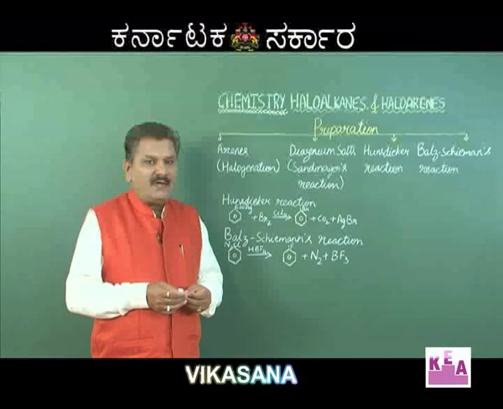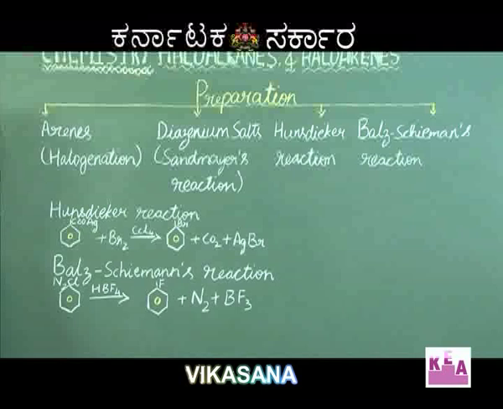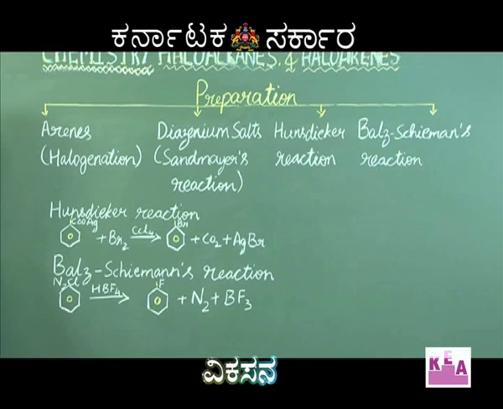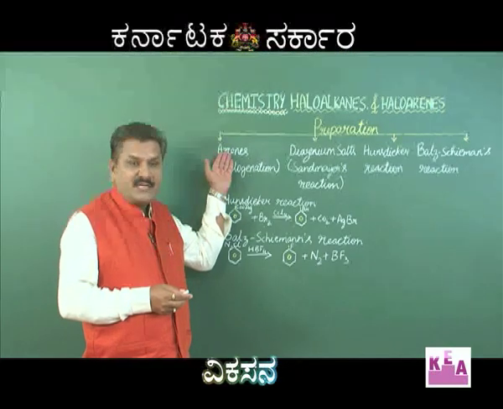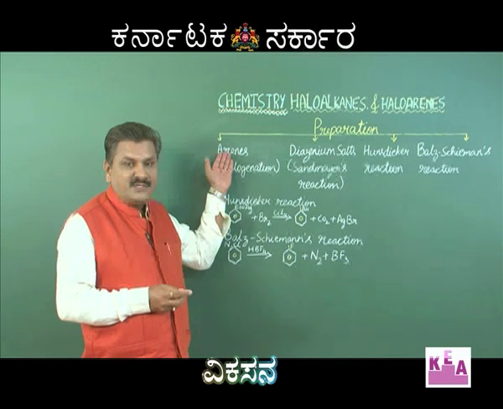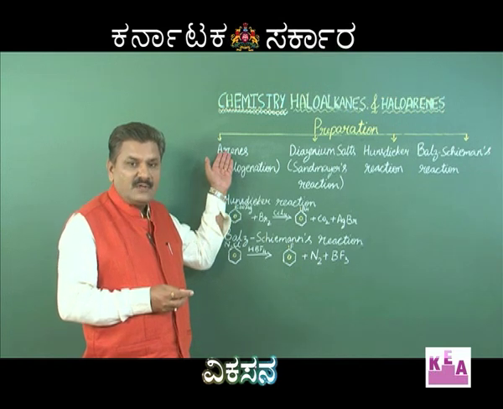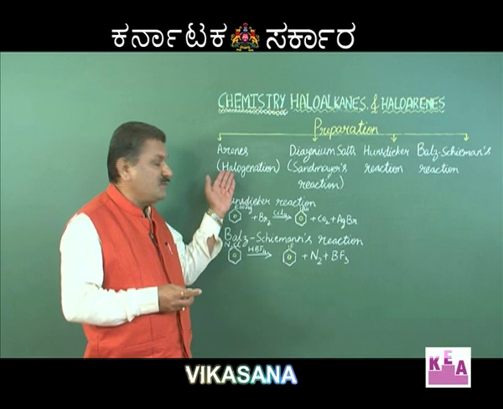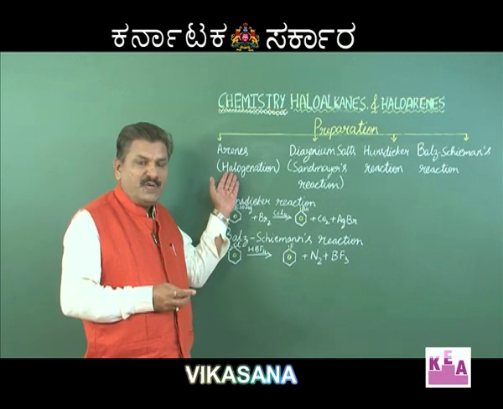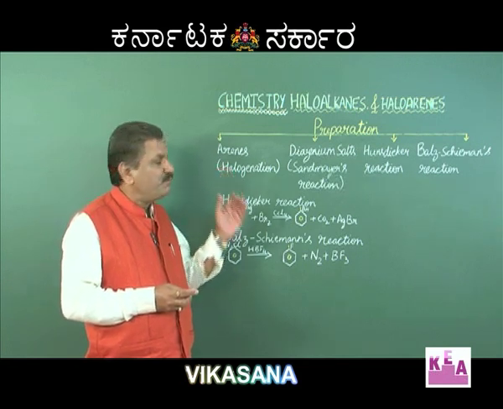So, now we will have a quick review of methods of preparation of haloarenes. One of the important methods for preparation of haloarenes is from arenes, the aromatic compounds like benzene, by halogenation. Say for example, when benzene reacts with chlorine in presence of ferric chloride, it gives chlorobenzene. Instead of using chlorine, if we use bromine, you will get bromobenzene.